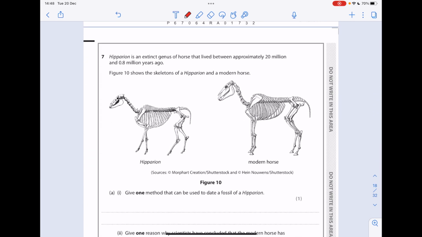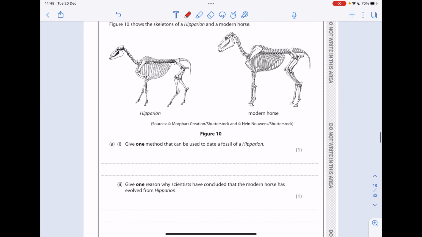Hyperion is an extinct genus of horse that lived between approximately 20 million and 0.8 million years ago. Figure 10 shows the skeletons of Hyperion and a modern horse. They do look similar. Give one method that can be used to date a fossil of Hyperion. You want to find a fossil in the rock layer, and then I think the easiest thing here is to use radiometric dating.